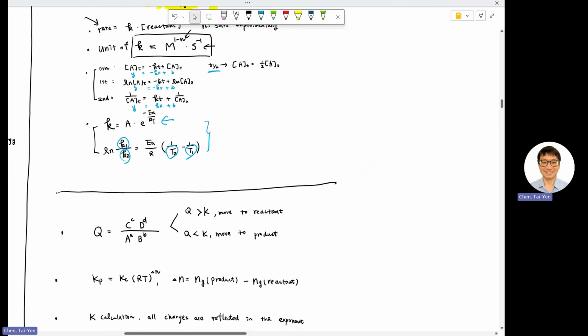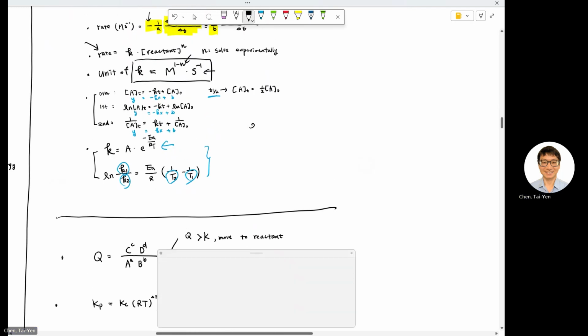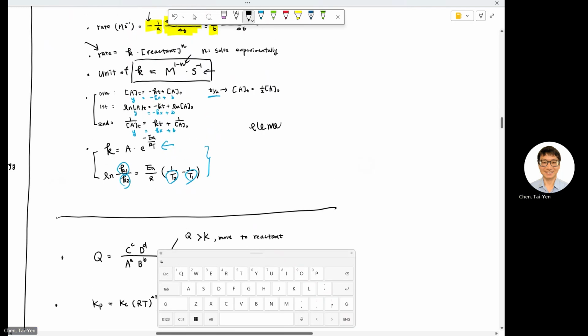But there's one more thing, sorry, forgot to mention. The very last topic we talk about in chapter 11 is the elementary step, right? So if I give you the elementary step and tell you which one is the slowest step, right? Can you use that and derive the overall differential rate law? That's another type of question that we need to cover for chapter 11. We have an example like that today, okay? But that's pretty much all for chapter 11.